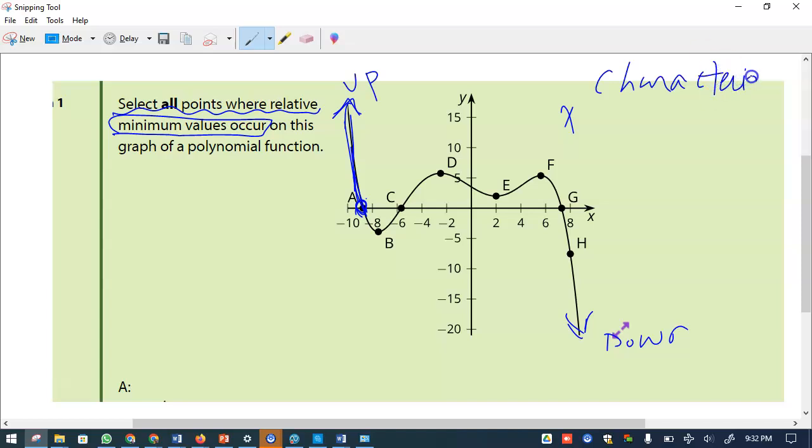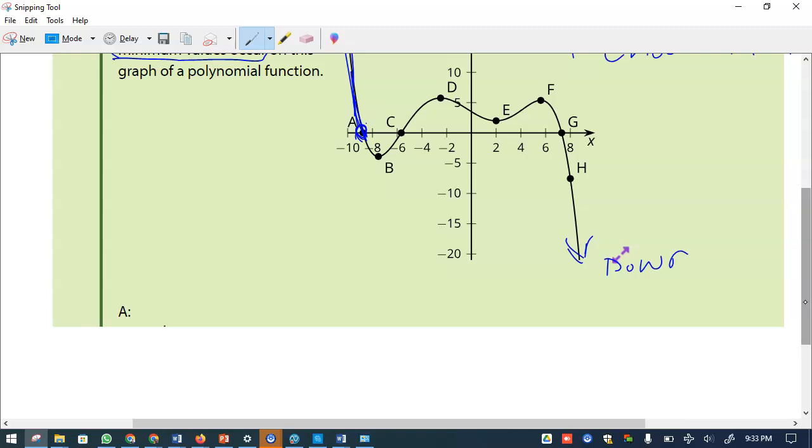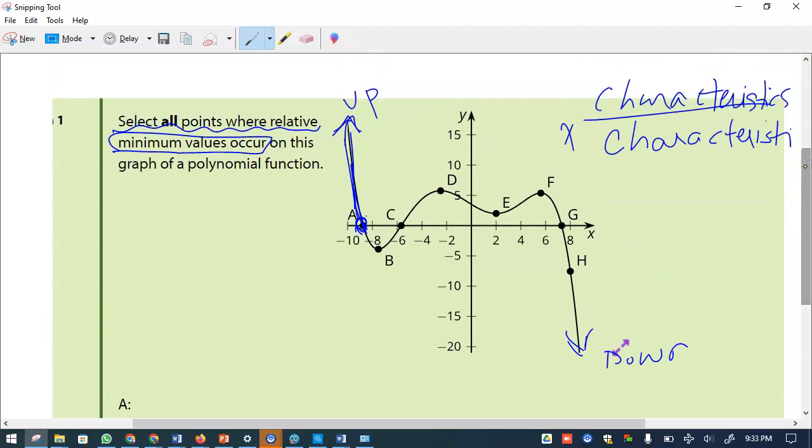I want you to write these characteristics. I think I did not write it correctly. Characteristics. I hope my spelling is correct. So one thing you have to know is how the graph looks. First, the graph goes up and down. That's the first thing.